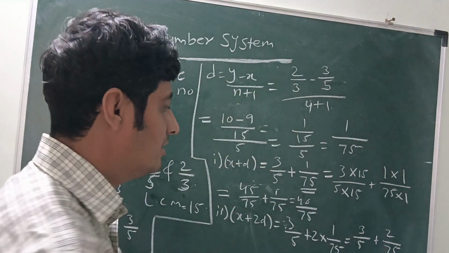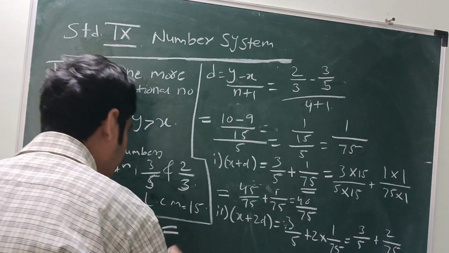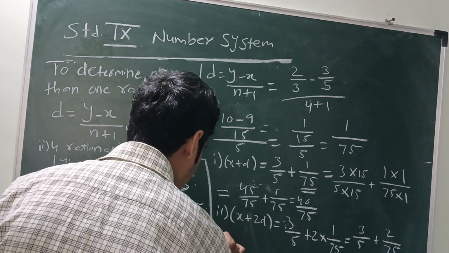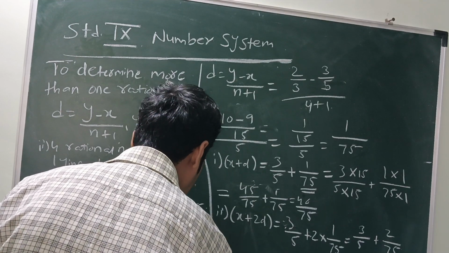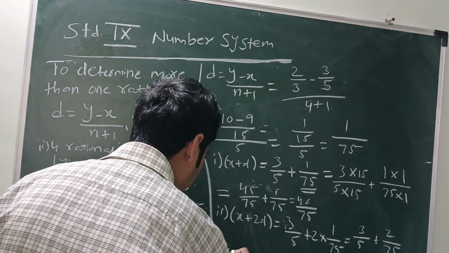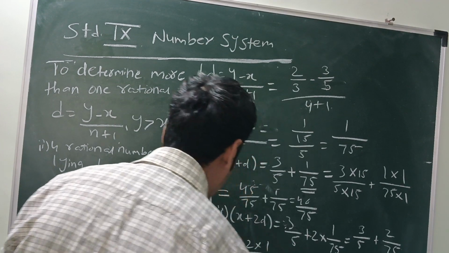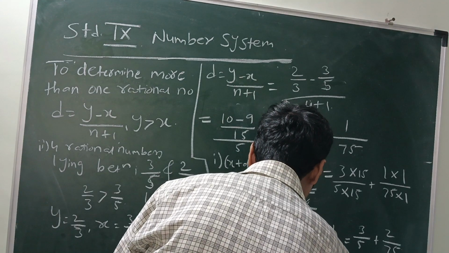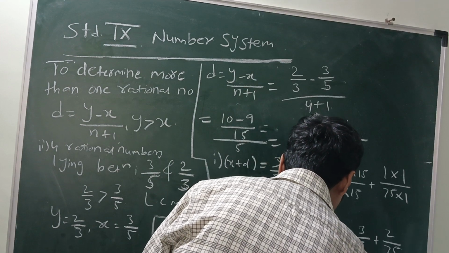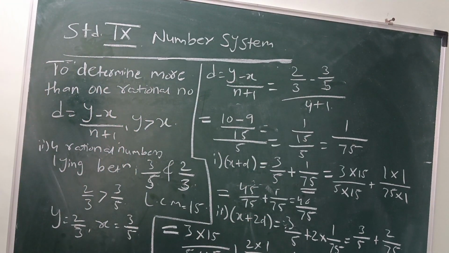Now here again the LCM is 75. So what we have to do here is do the calculations. 3 multiplied by 15 is 45, plus 2 multiplied by 1, over 75 multiplied by 1, which is equal to 45 plus 2 upon 75, which is equal to 47 upon 75. So this is your second rational number.